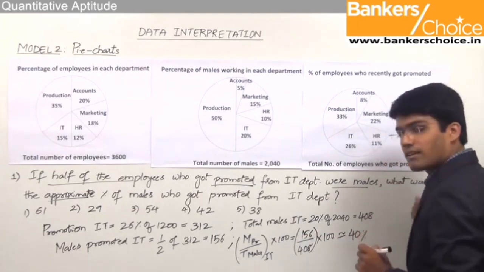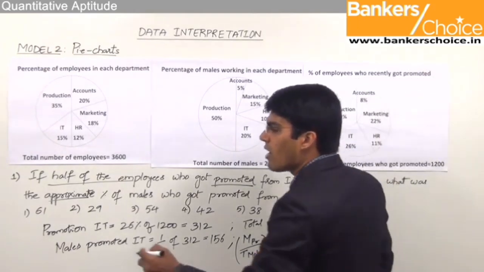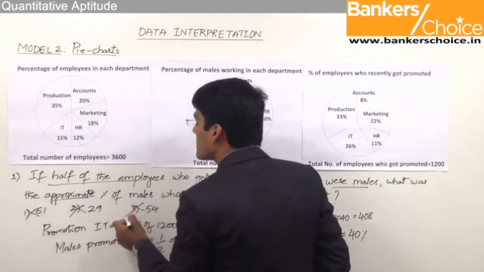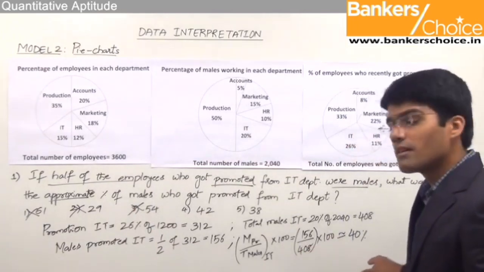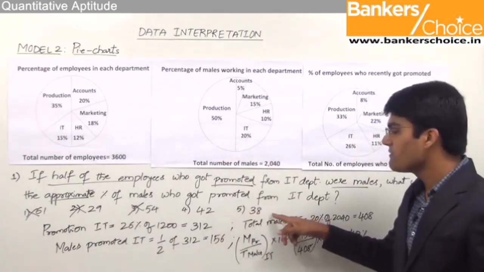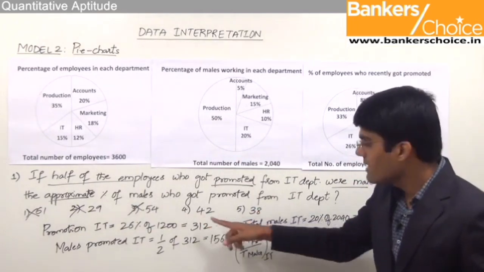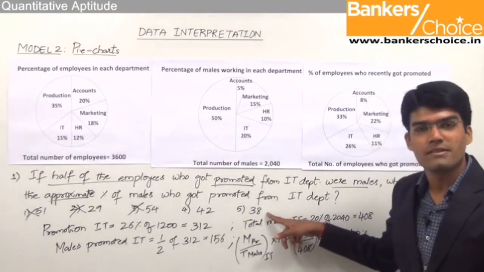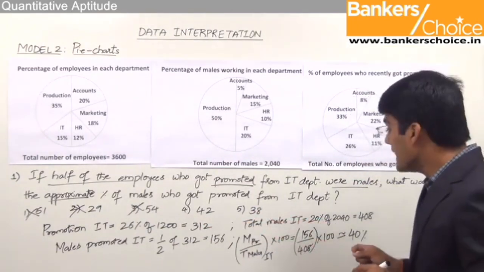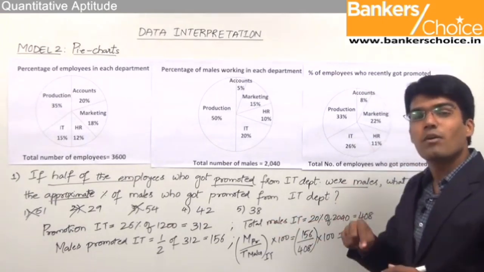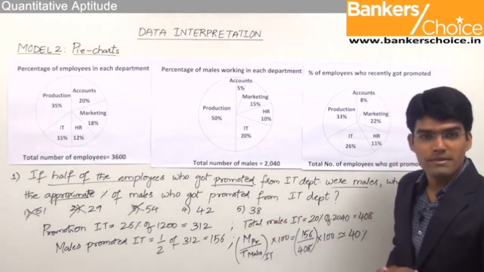Now if you look at the options, no way option number 1, option number 2 and option number 3 are close to 40%. But then option 4 and option 5 both are close to 40%. Option 4 is 42% and option 5 is 38%. So now we need to decide, will the actual answer be less than 40% or more than 40%?